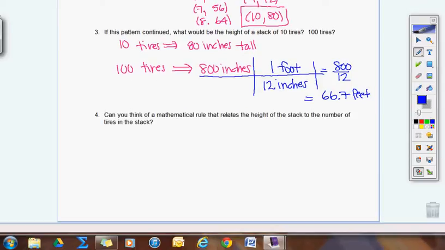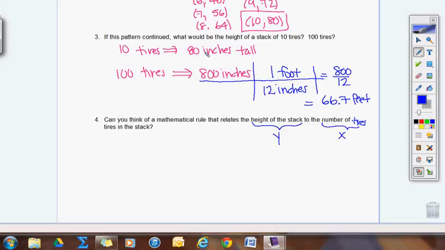Okay. And the final question, this kind of leads us into something we're going to be doing later in the chapter, but it says, can you think of a mathematical rule that relates the height of the stack, and remember the height of the stack was the y value, to the number of tires, and remember the number of tires was the x value. So can you think of a rule that I can make so that I can always figure out, if I know how many tires there are, the height of the stack, or vice versa. So remember that every time we have an x value, if I wanted to figure out how tall it is in inches, then we just multiplied by 8. Same thing here, 100 tires, figure out how tall it is in inches, then we just multiplied by 8.